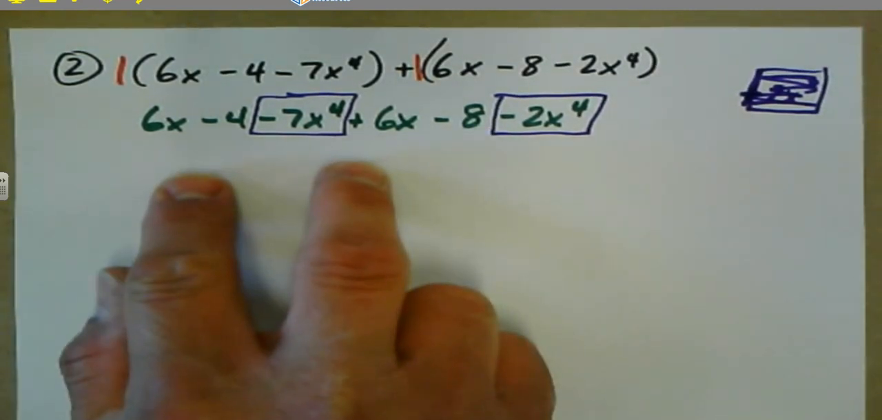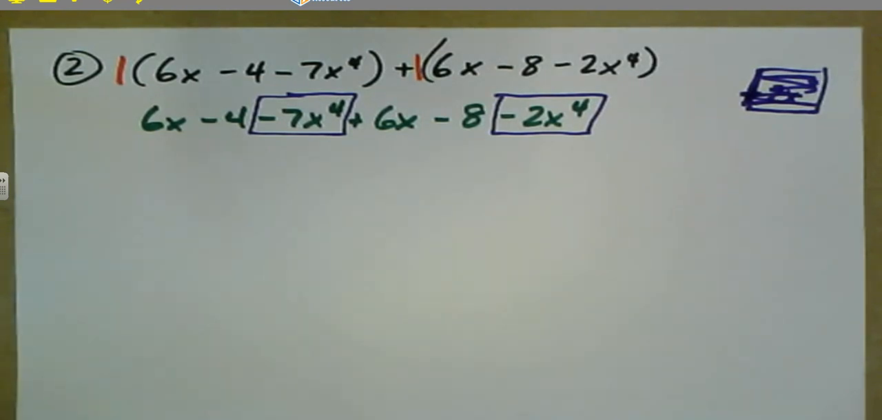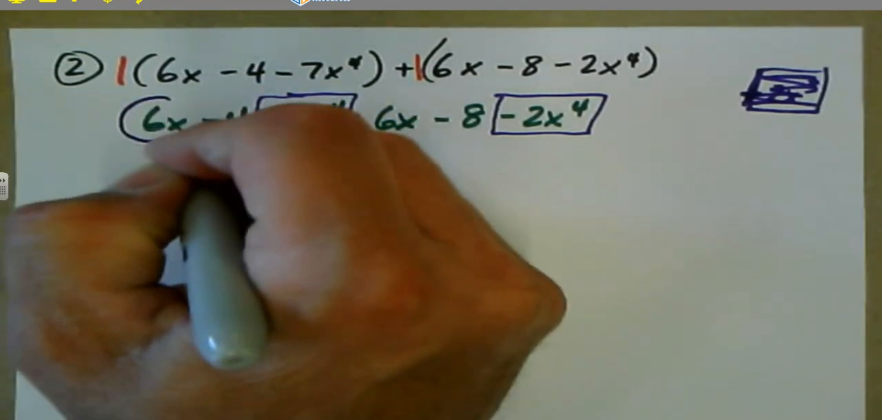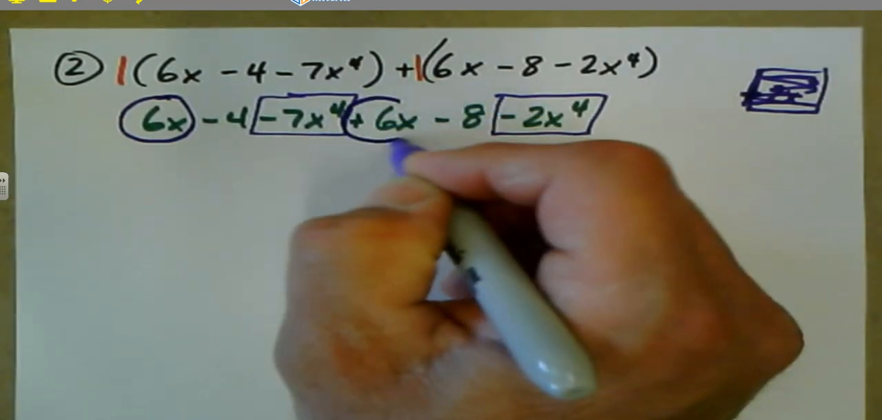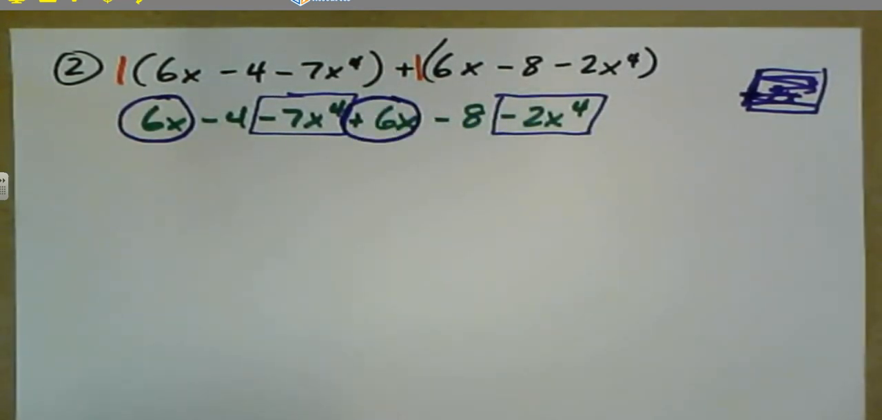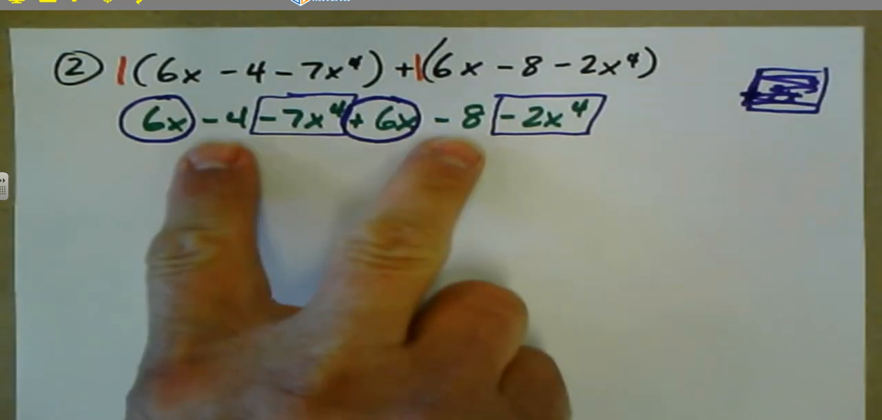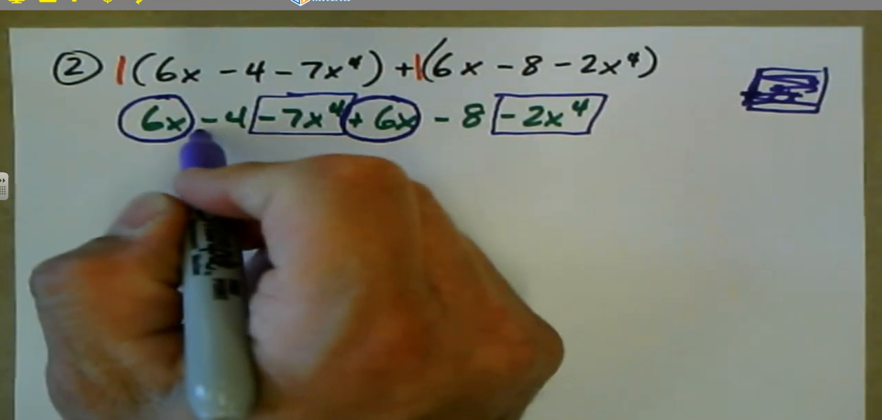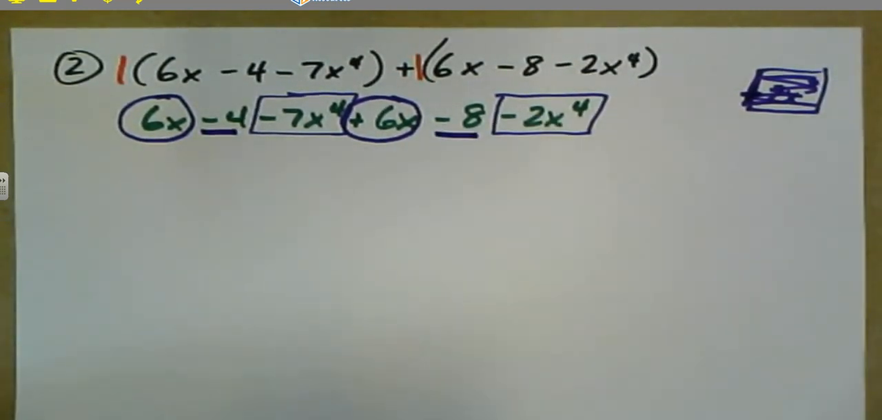No x's to the third, no x's to the second. We do have some x's in there. I'm going to make sure it's a clean circle. Make sure you take your plus or minus with it. And then we have no x's here and here.